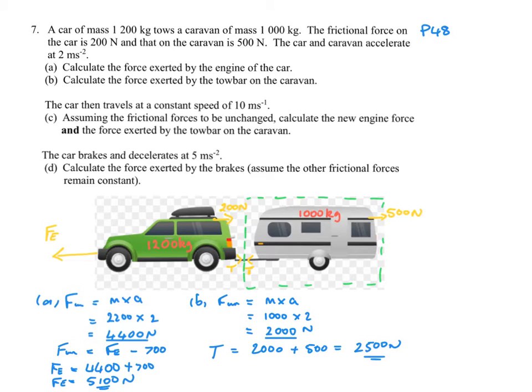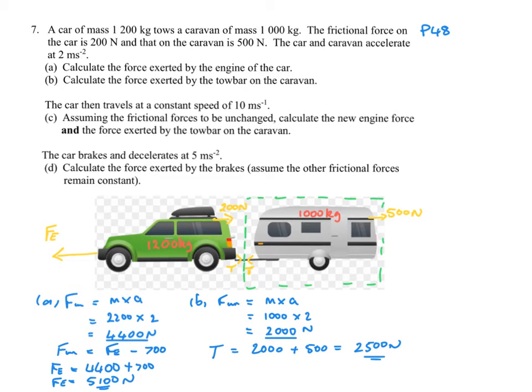Okay, so for the engine force, again, take the whole system, car and caravan. If it's moving at a constant speed, it would mean that the engine force would have to balance the frictional forces that are acting. So the engine force would be 700 newtons, if that makes sense. You've got 700 newtons to the left, a total of 700 newtons to the right, and that would be balanced forces, which means Newton's first law applies and the car and caravan will move at a constant speed.